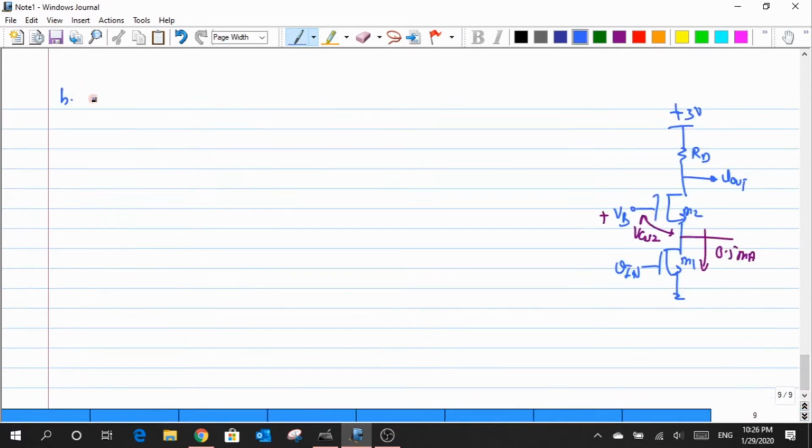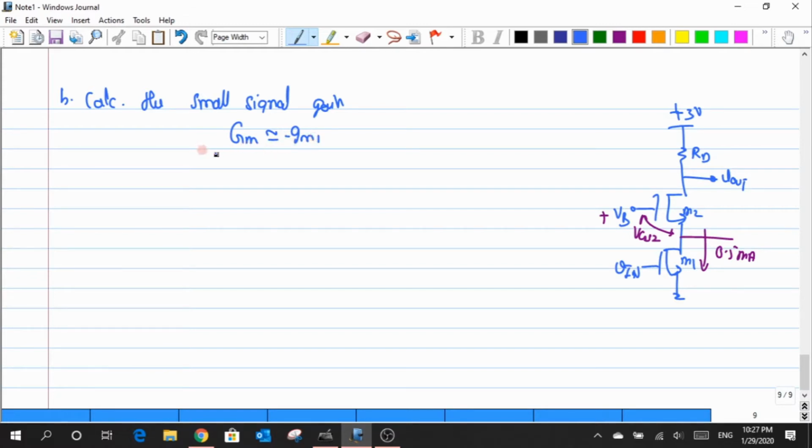Now we'll move on to the second part of our question. The second part of the question is to calculate the small signal gain of this entire circuit under the assumption that the capital Gm could be approximated to be just gm1 itself, I think with a negative sign.